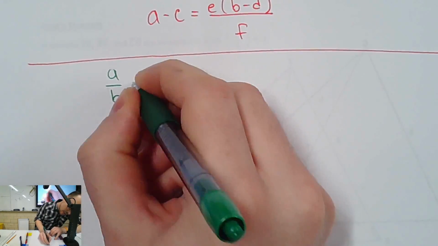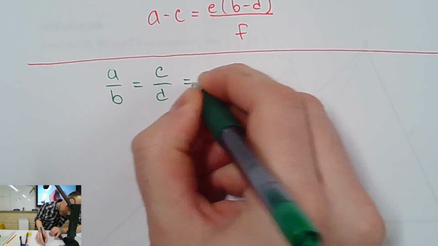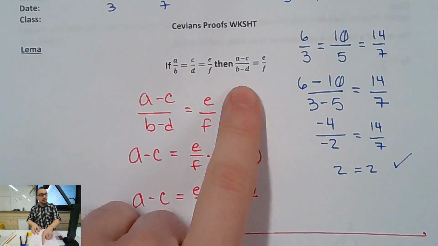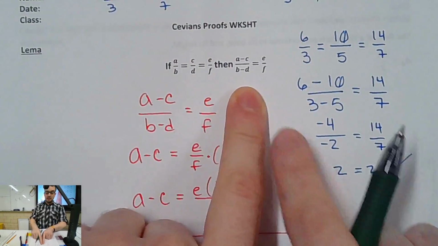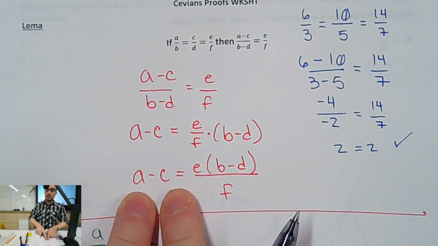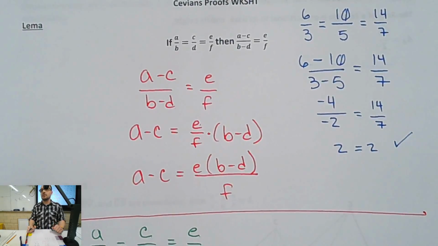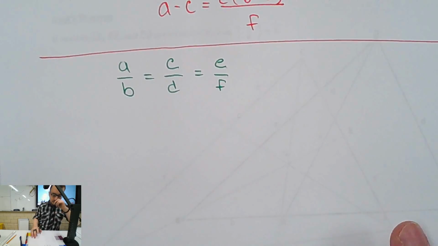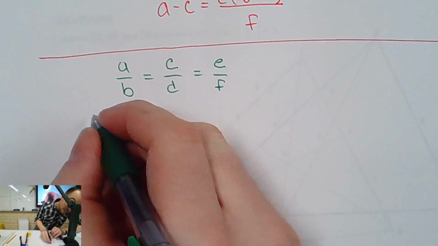A over B equals C over D equals E over F. Now, I know I want to get to here, but really what I want to do to get there is get to here first, right? Find out what A and C are, plug them in, and I'll get stuff, okay? So we want to get A and C on their own. Now, I want A and C.